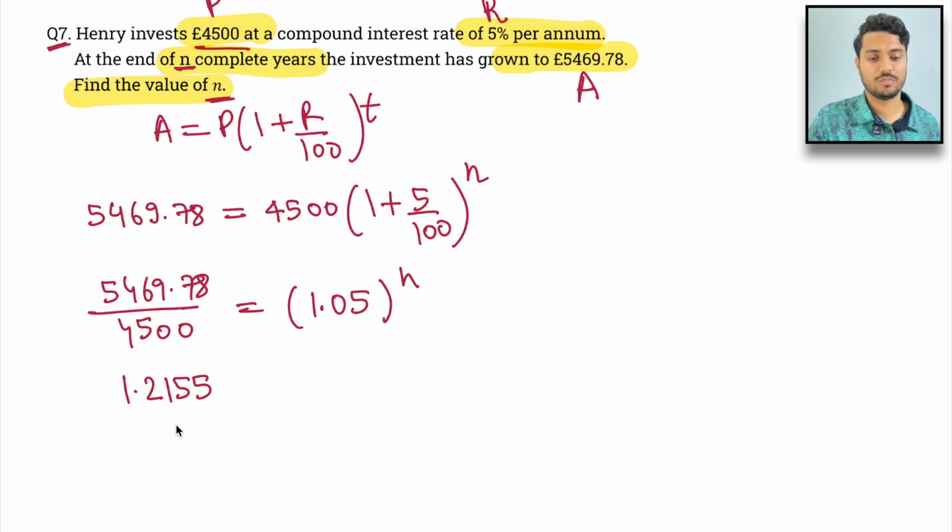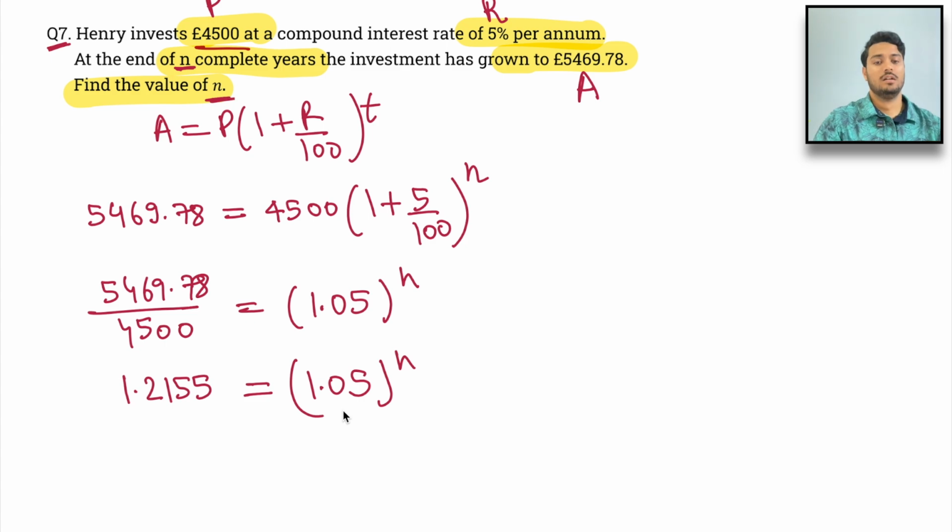Write correct up to, like, this is not the final answer, so try to extend the decimal values. So we should write up to like 4 decimal places. So this is equal to 1.05 raised to n. Now in this case, we have to find the value of n.